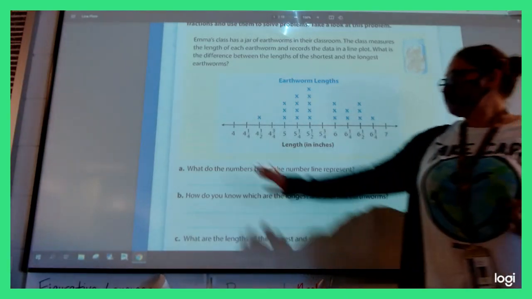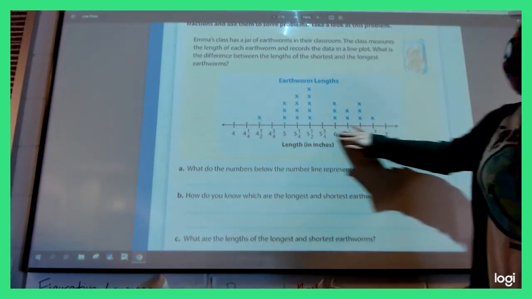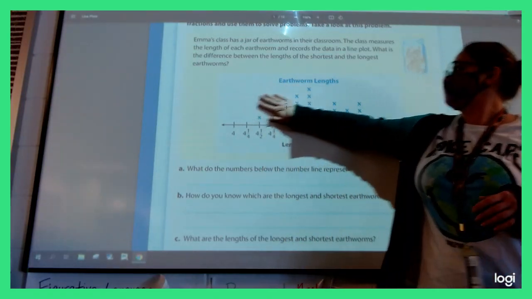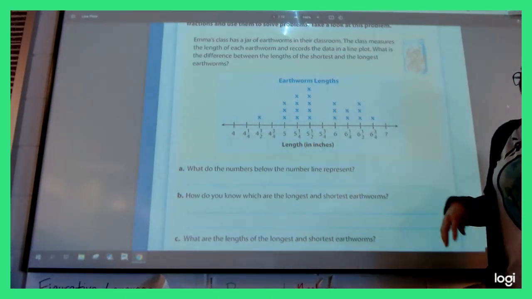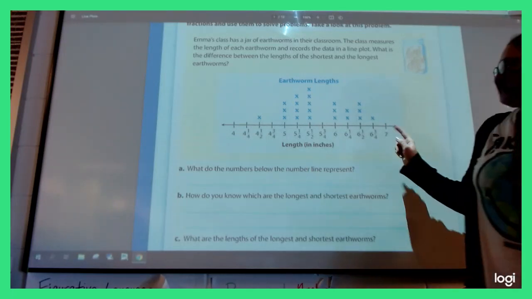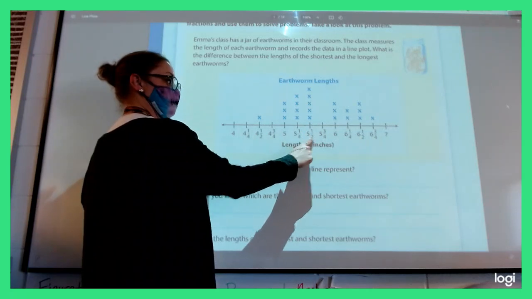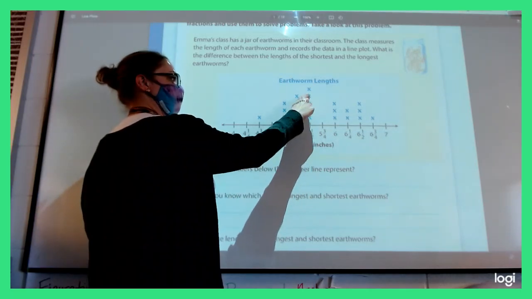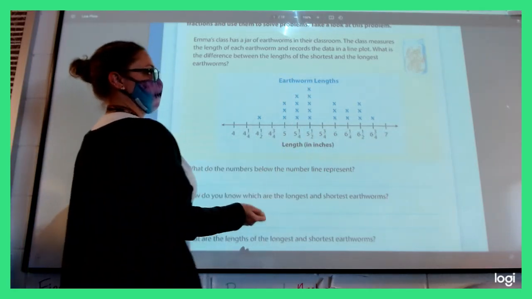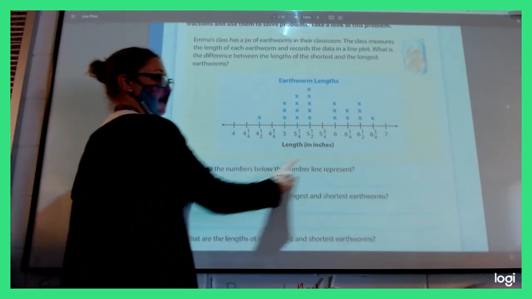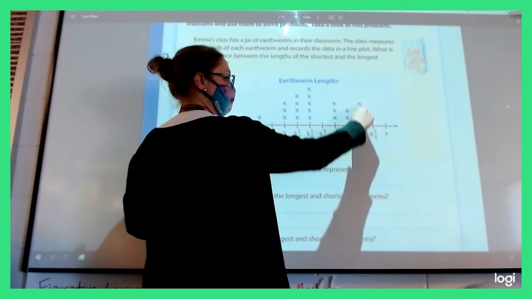Okay, so we just have almost looks like a number line down here, right? It goes in order. And then up top, we've got all these different lengths of earthworms. So this is just another way to make a graph. So every time you see an X above a number, that means one earthworm was this length. So we had 1, 2, 3, 4, 5 earthworms that were 5.5 inches long. We only had one earthworm that was 4.5 inches long. And you can see we have 3, 2, 3, 2.